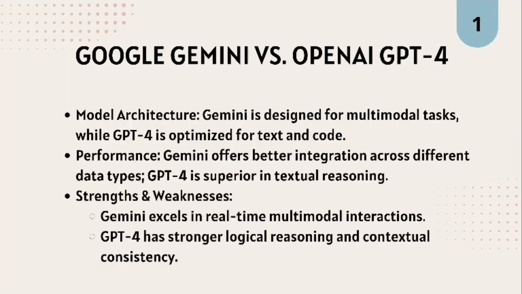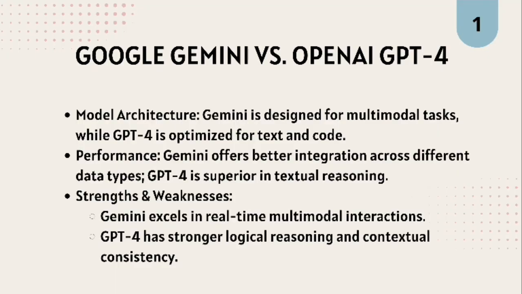So let's begin by comparing Google Gemini with OpenAI's ChatGPT-4, which is the most widely recognized AI model. In terms of model architecture, Gemini is designed for multimodal tasks, which means it can process and integrate text, images, audio, and even videos. And ChatGPT-4 primarily focuses on text and code-based reasoning.